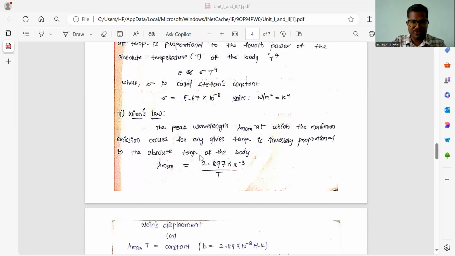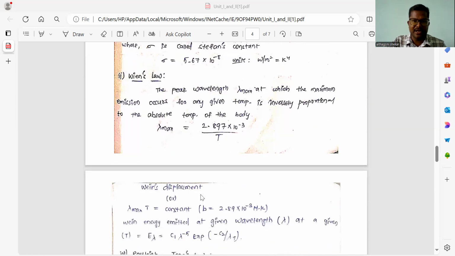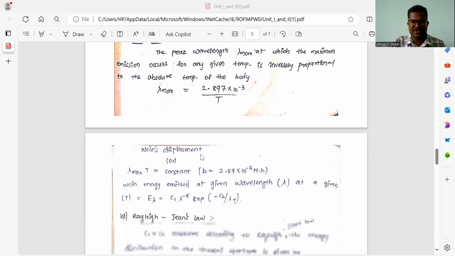Neglecting this proportionality, we get the constant B. B is the Wien's constant. Wien's constant B equals, what is the value? 2.89 times 10 to the power of minus 3 meter Kelvin.